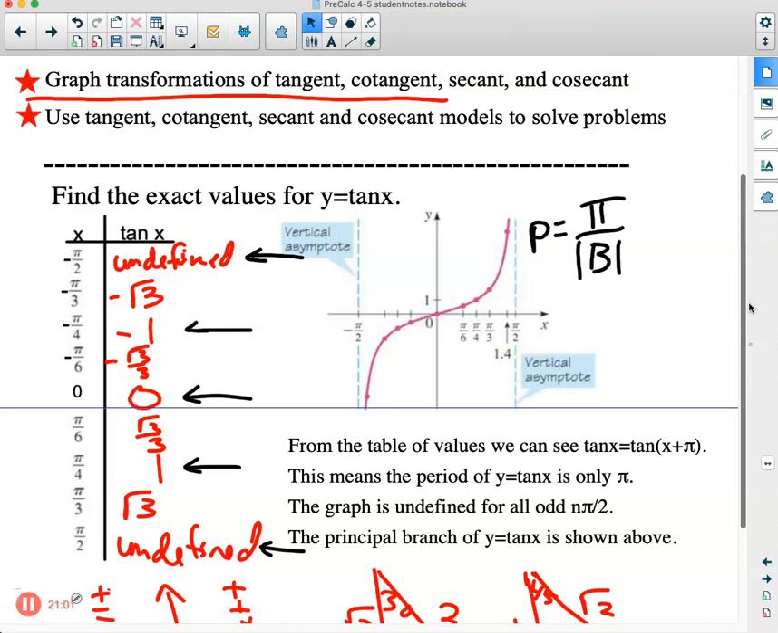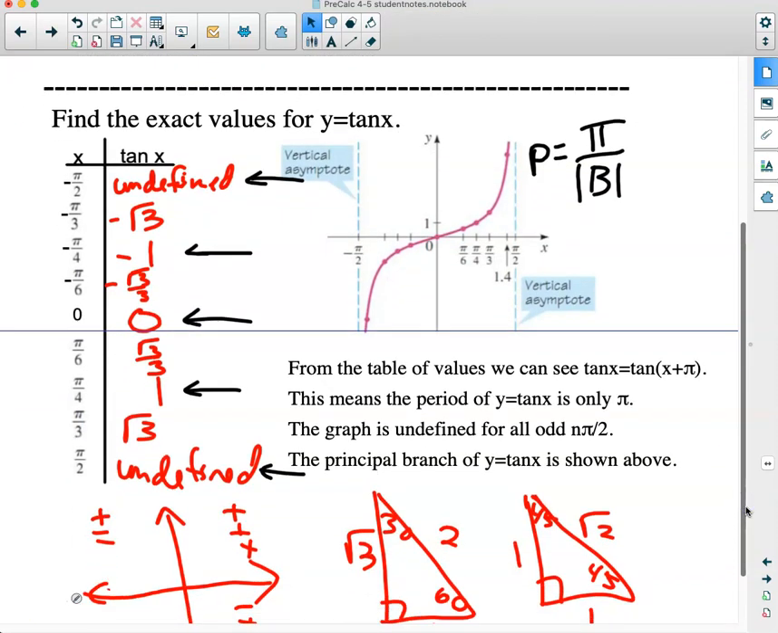So from the table of values, we see the repetition that, hey, it started undefined and it ended undefined. That's where the vertical asymptotes are going to be. So when we're trying to find our starting and stopping points, we should use those to figure out where we need to go. And like it says, this means the period of y equals the tangent of x is only 1 pi. The graph is undefined for all odd n pi divided by 2.